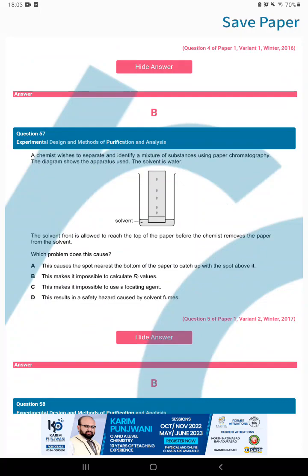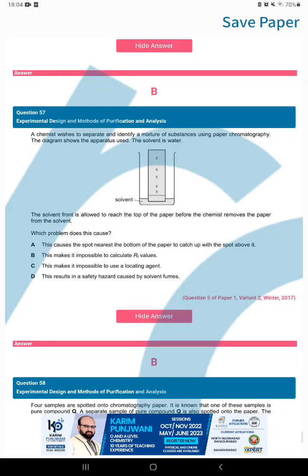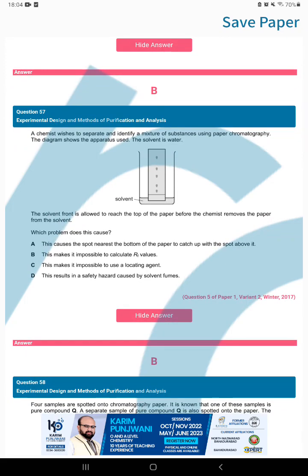A chemist wishes to separate and identify a mixture of substances using paper chromatography. The diagram shows the apparatus used. The solvent is water. The solvent front is allowed to reach the top of the paper before the chemist removes the paper from the solvent. Which problem does this cause? This causes the spot nearest the bottom of the paper to catch up with the spot above it. This makes it impossible to calculate RF value. This makes it impossible to use the locating agent. This results in a safety hazard caused by solvent fumes.